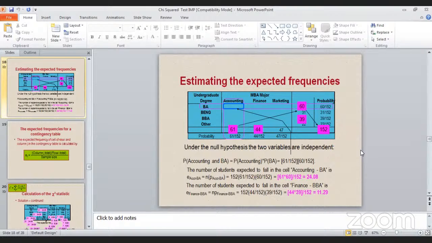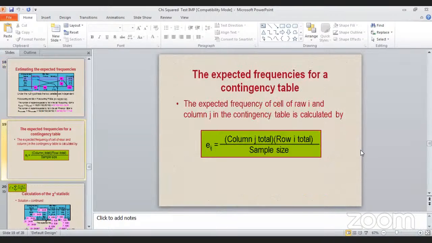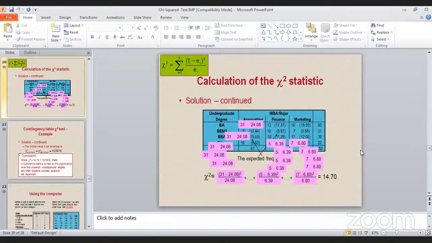So by using that, you are able to fill all these. I have told you that it is the row total times the column total divided by sample size, or nothing but the grand total. So we have interpreted it like this: the actual or observed frequency is 31, the expected frequency is 24.04.